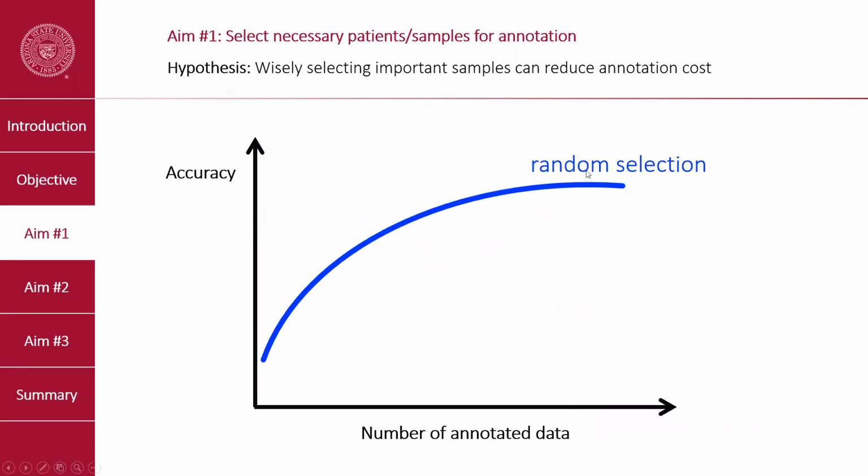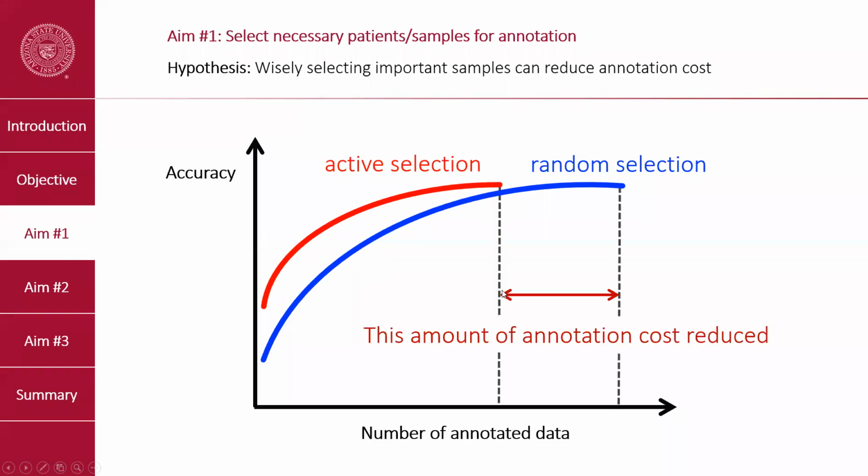So if we randomly select samples for annotation, as the annotated data increases, the accuracy of the model will gradually increase as well. If we only consider the most important samples to be labeled at first, we call it active selection. Active selection can quickly achieve high accuracy with a lower number of annotations. This gap represents the amount of annotation cost reduced. We hypothesize that wisely selecting the important samples can dramatically reduce the annotation cost.